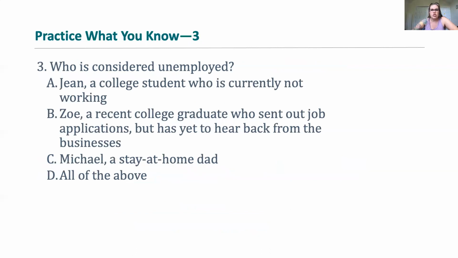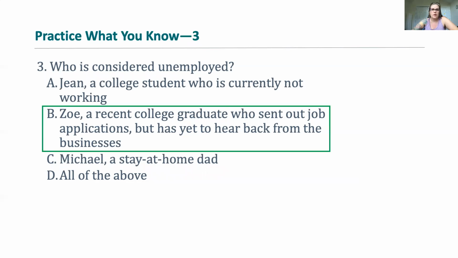So in this situation, we've got three folks, Jean, Zoe, and Michael. Which of these people would be considered unemployed? Well, the correct answer is Zoe. Zoe's a recent college graduate who sent out job applications, but she has yet to hear back from businesses, so she hasn't been hired yet. This is an example of frictional unemployment. It's that time lag between the time when you're looking for the right match and when the actual hire happens.